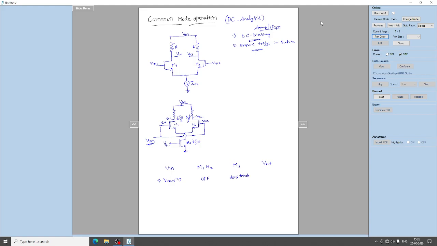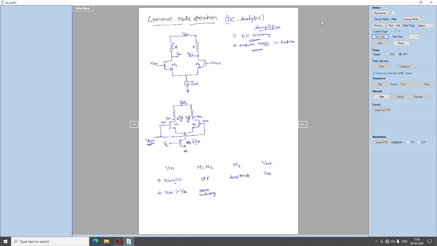It will be in deep triode region, and the output will be equal to VDD. The output is maximum because the input is 0, right? So now when you apply a small positive voltage greater than threshold voltage, for example, so if VICM is greater than threshold voltage, what happens? M1 and M2 start conducting, right? M1 and M2 start conducting.